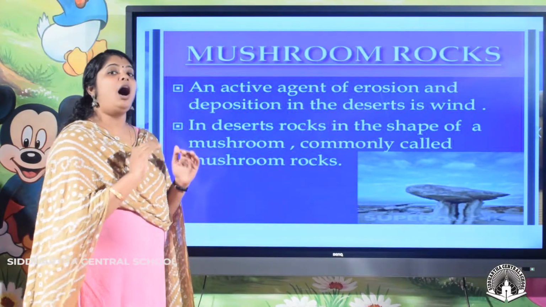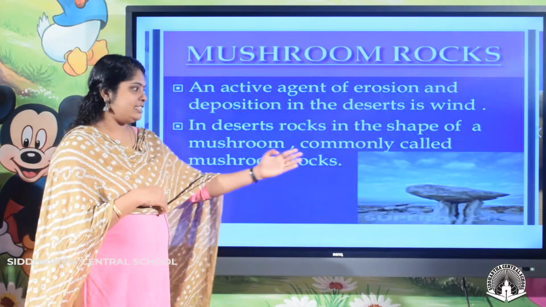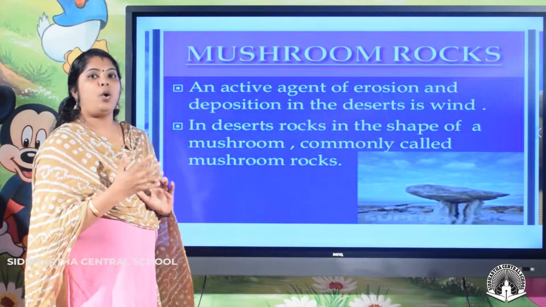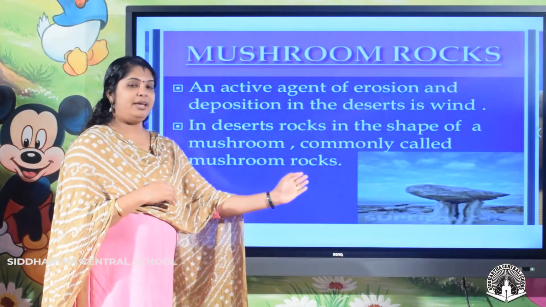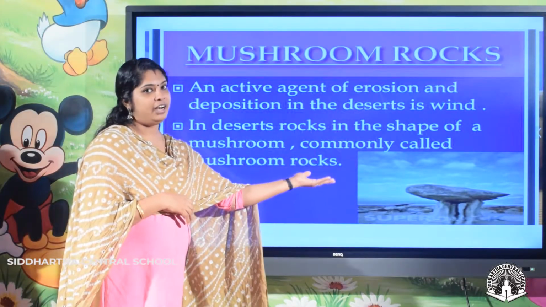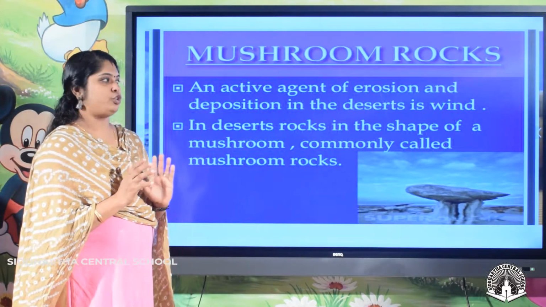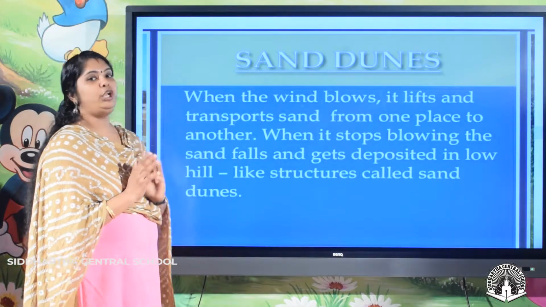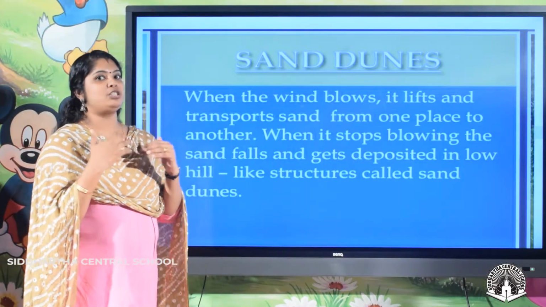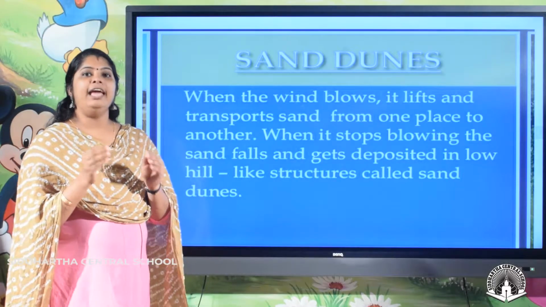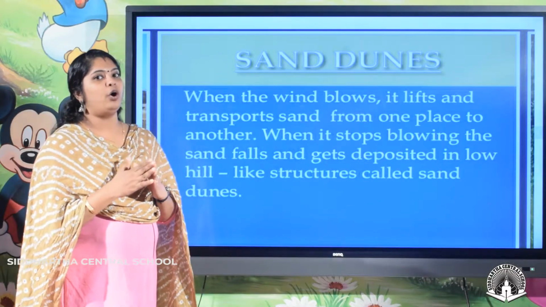Rocks may have a hard part and a soft part. This erosion by wind happens in desert areas, and these different shapes of rocks are found in deserts. The soft part of the rocks is eroded by the wind and the hard part remains, and that looks like a mushroom-shaped rock. So they are called mushroom rocks. Next is sand dunes. When the wind blows, it carries sand from one place to another, and when it stops blowing, the sand is deposited in one area and appears like a hill. These are called sand dunes.